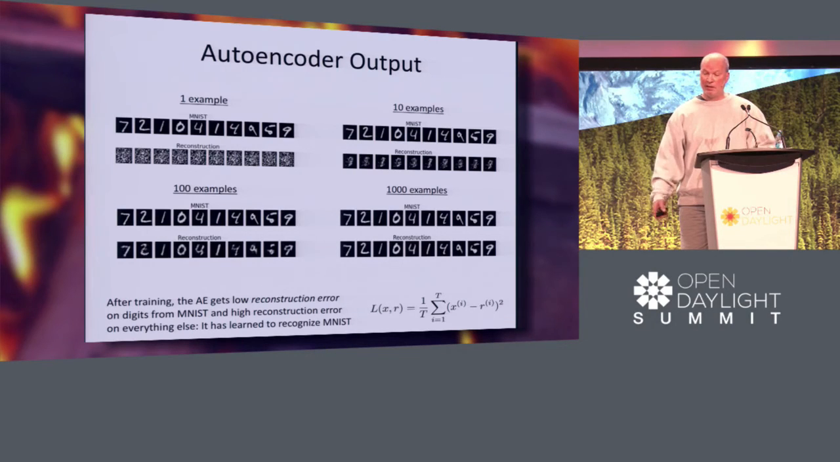And so what happens is it gets low reconstruction error on things from MNIST, and, well, I'm running out of time already, on everything else, it gets high reconstruction error. So you can see how you can use this for anomaly detection. If you just put a threshold above which the reconstruction error goes, you call it an anomaly, right? And we can do this in networking too, which we do, by the way.